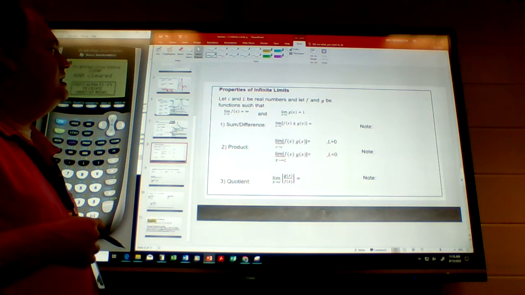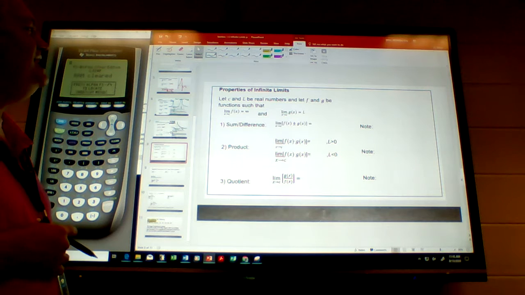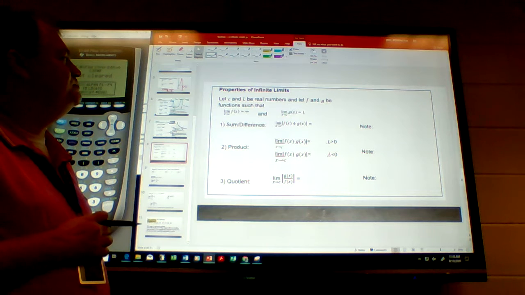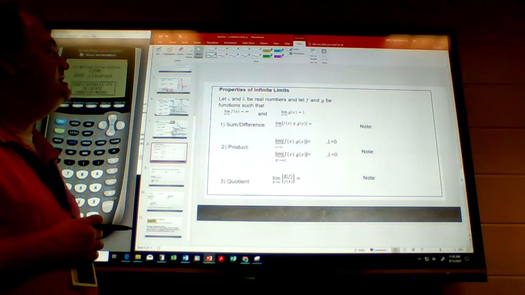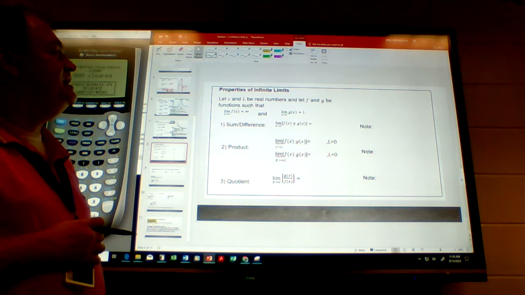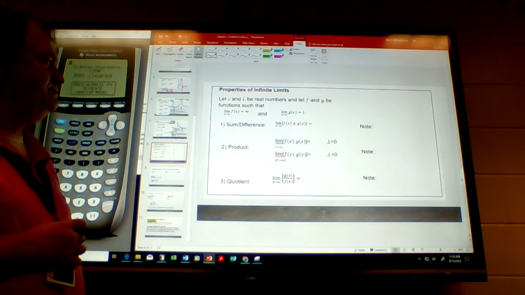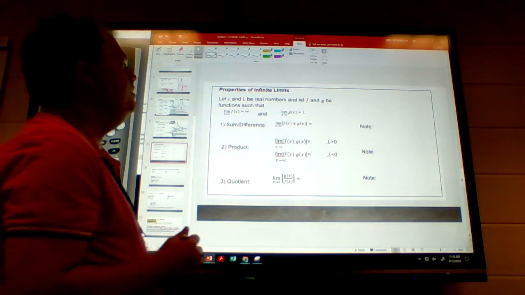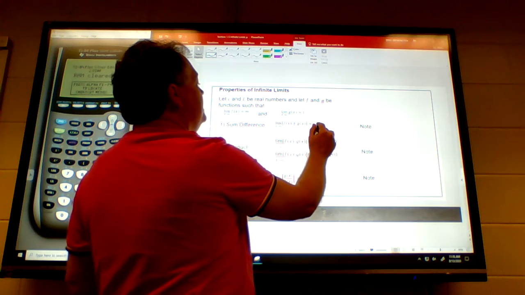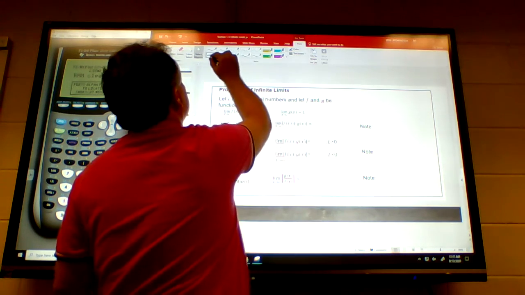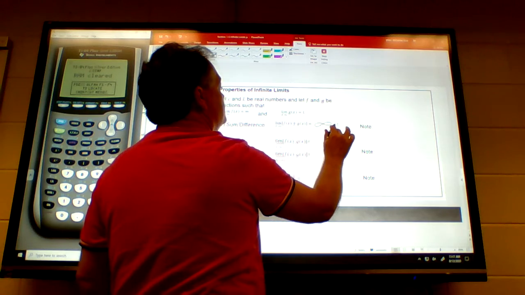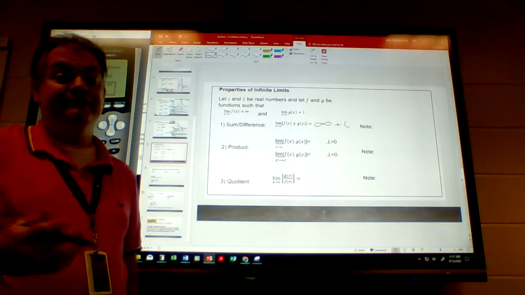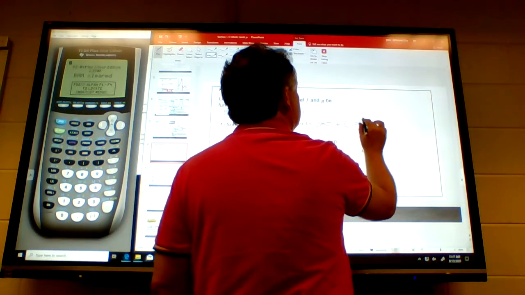All right. Let's wrap this up. Okay, here's what we know. Let C and L be real numbers, and let f and g be functions such that the limit of f of x as x approaches C is equal to infinity, and the limit of g of x equals L as x approaches C. All right, so here's what's going to happen. When I add them together, I have infinity plus L. Well, what's infinity plus anything going to be? It's going to be infinity. So the limit is going to be infinity.